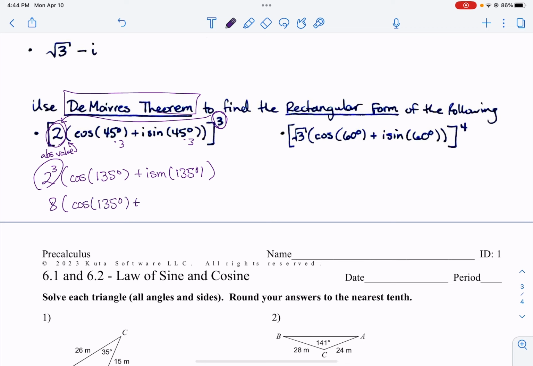But you can leave it in polar form because really all I care about is whether or not you can use that theorem. And if you get this far, that's proof enough.